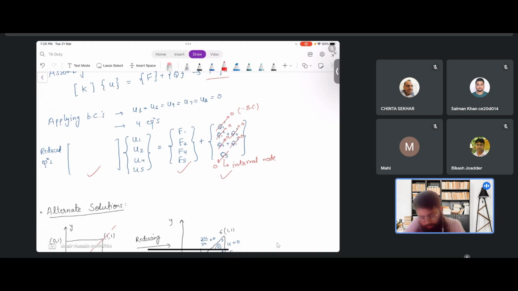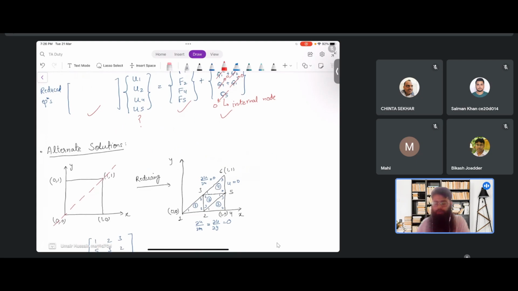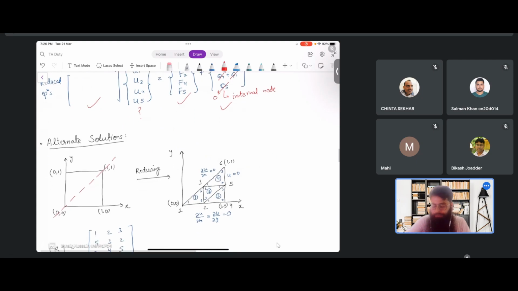Okay, so our only unknown is this, and thus we can solve these equations, solve for this matrix and vector by inverting and multiplying the matrix with the force vector, and we'll get the solution for u1, u2, u4, u5. That's basically how these problems are solved.